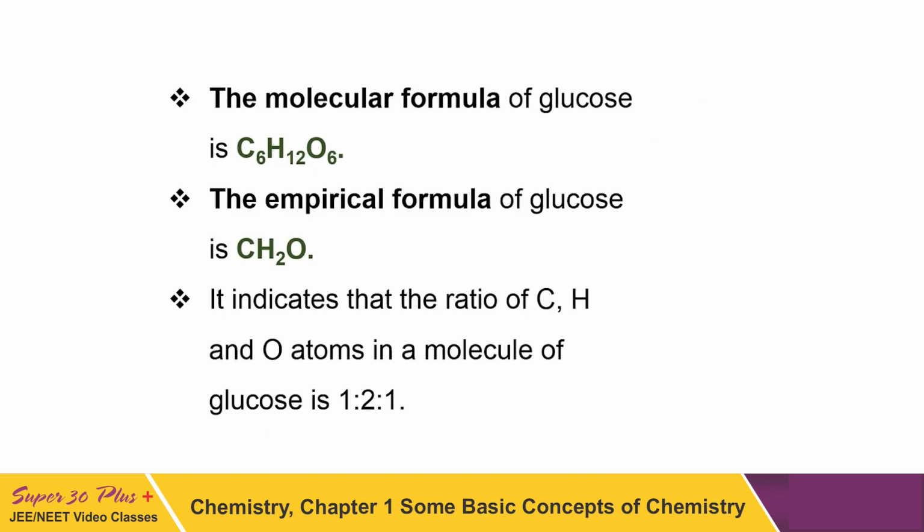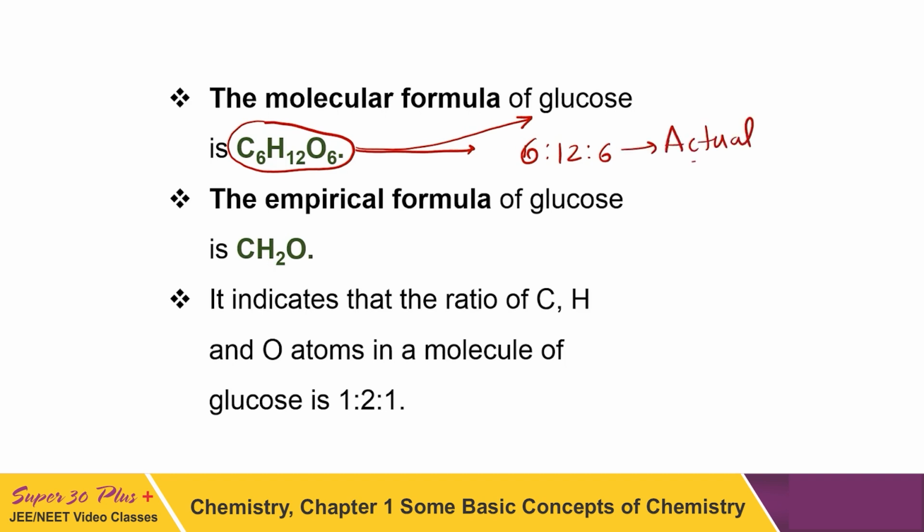Another example. This is a very common example and you will understand it in a very simple manner. Guys, what is this molecule? This is glucose. What are the components of glucose? Carbon, hydrogen, and oxygen. How many carbons are there? 6. Hydrogen, 12. Oxygen, 6. This is the molecular formula. This is the actual ratio, 6:12:6. This is the actual ratio.